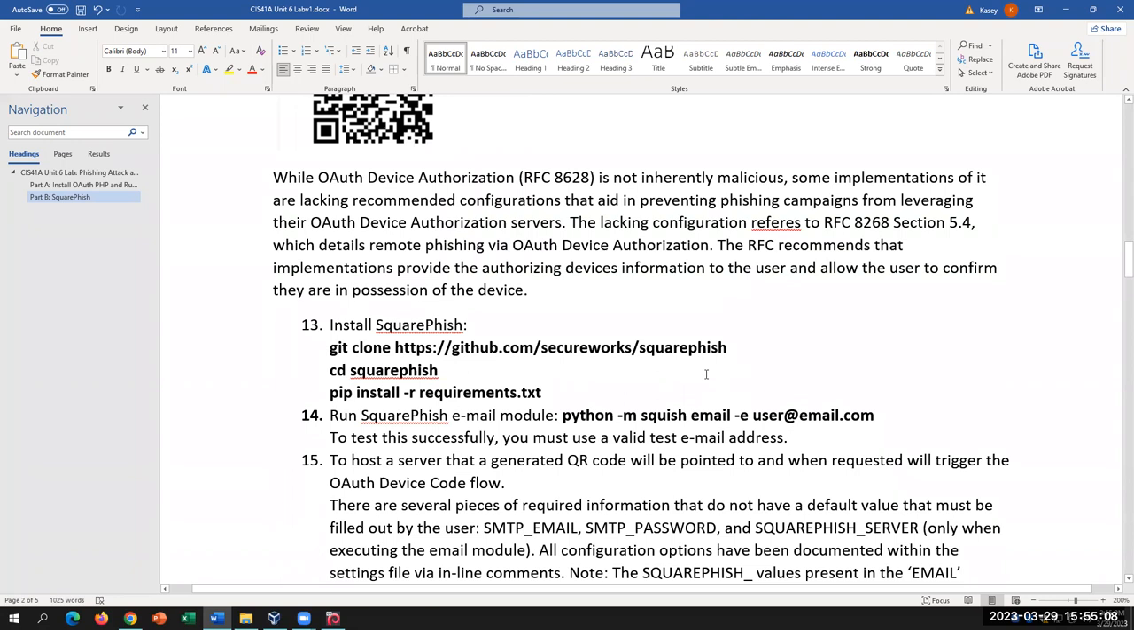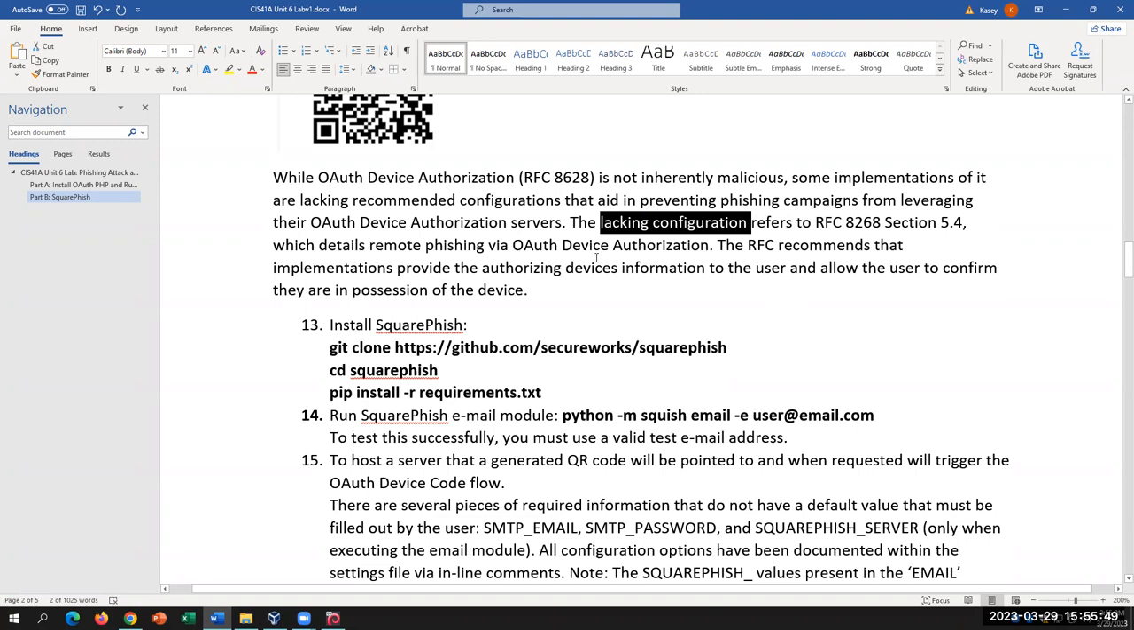Now the RFC for this, if you want to read the full detail: this is not malicious in the implementation. It is a vulnerability in configuration, and it leverages the device authorization server. Sorry, I have a typo here. If you read the RFC, this is the section you need to go to, and it talks about how remote phishing authorization operates because of the lack of configuration. So if you fix this problem, you fix the phishing part.